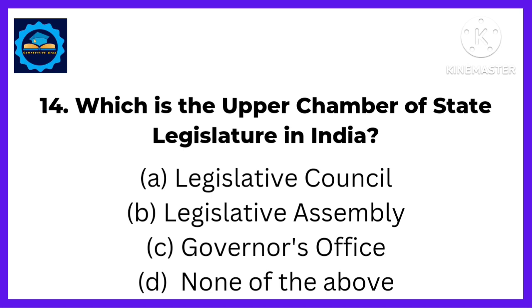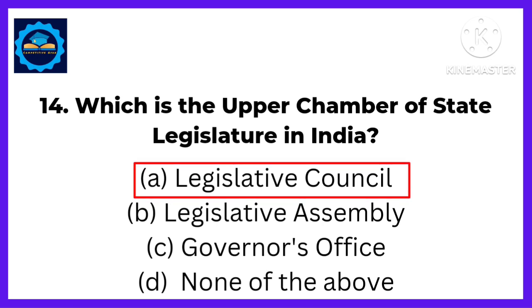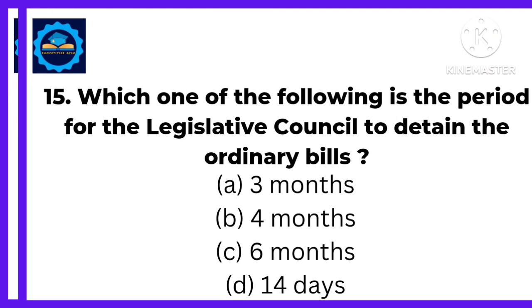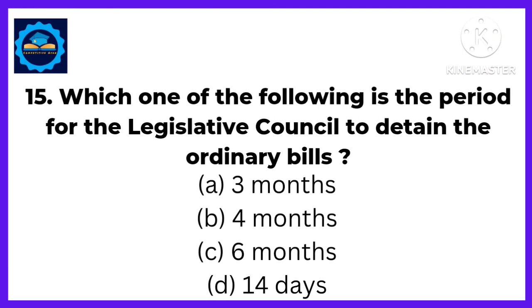Next, which is the upper chamber of the state legislature in India? Answer: Legislative Council or Vidhan Parishad is the upper chamber of a state legislature in India. Next, which one of the following is the period for Legislative Council to detain the ordinary bills? Answer: 4 months.